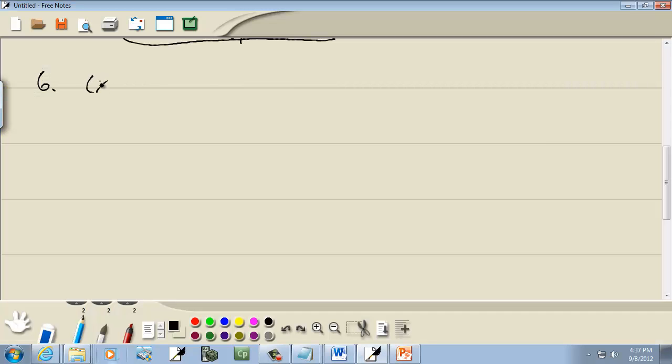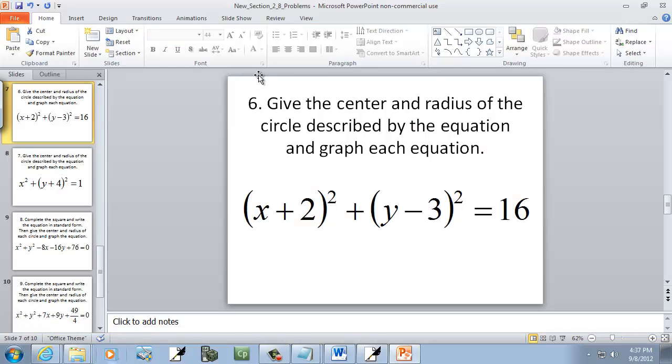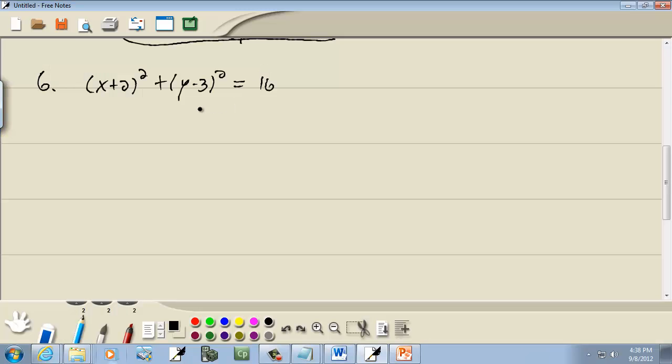Okay, so we got (x + 2)² + (y − 3)² = 16. It says give the center and radius of the circle described by the equation and graph each equation. Well, this is already in standard form. We got x plus or minus a number squared, y plus or minus a number squared. So this is going to be our h, and it's always going to be opposite sign.